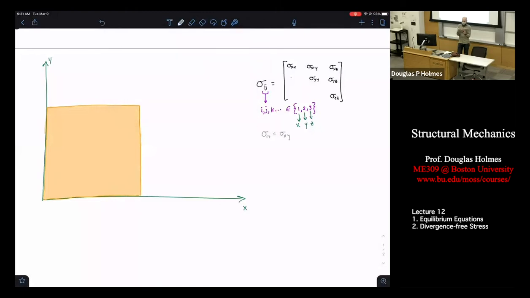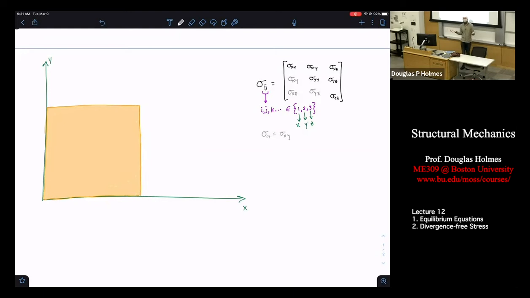I'll write it in a slightly different color. I can show you why this has to be the case mathematically, but I don't think that really helps. What I'll do is tell you why this has to be the case, which is that if sigma xy doesn't equal sigma yx, then your body is going to rotate, like it's going to spin. Because there's more shear stress trying to push it this way and less trying to push it this way, so it's not in equilibrium, so it's going to have to rotate.